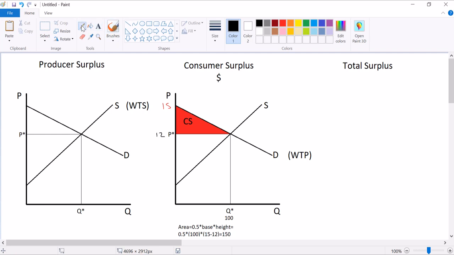So let me fill in a couple values here. Let me put this equilibrium price of 12. Let me put in a lower value of 4 for the choke price. And again, choke price is just where the curve hits the axis. So the demand choke price was way up here with 15. The supply choke price is way down here with 4.